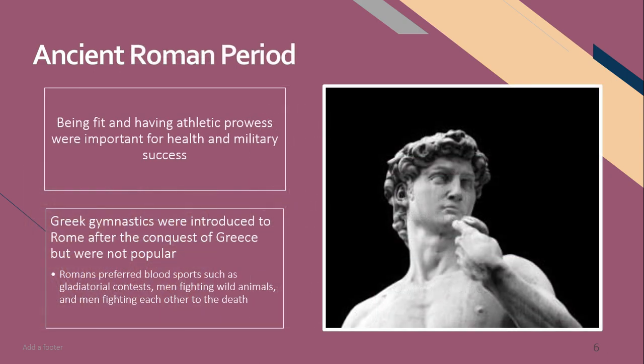After Rome conquered Greece, Greek gymnastics were introduced to the population but were not popular. Romans preferred professional sports, often blood sports, such as gladiatorial contests, men fighting wild animals, and men fighting each other to the death. Spectators enjoyed these and other events, such as chariot races. Feasting and drinking bouts in conjunction with little physical activity led to the decline of the Roman population's fitness.